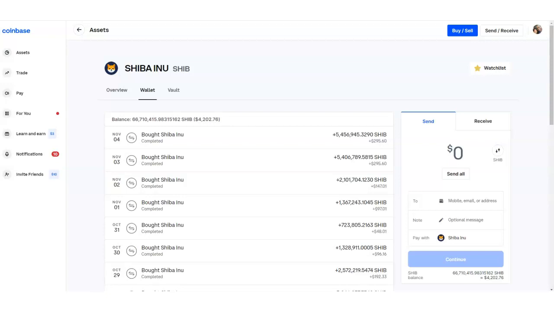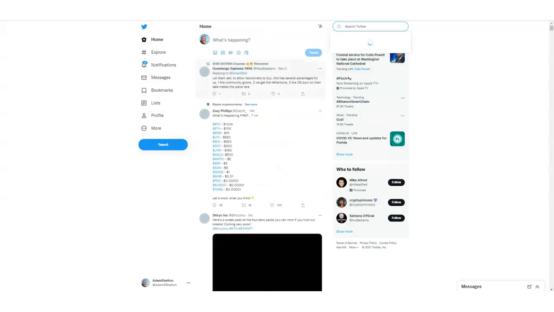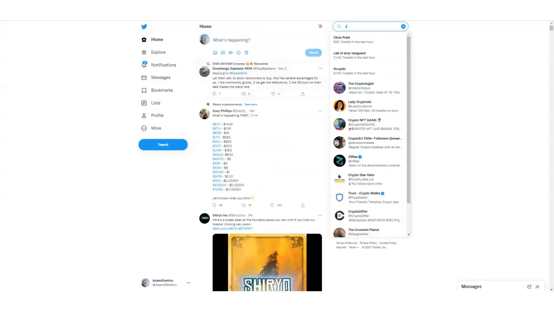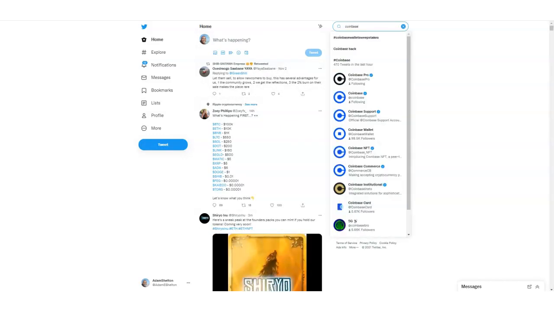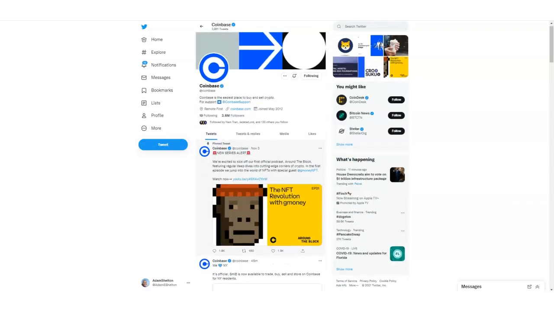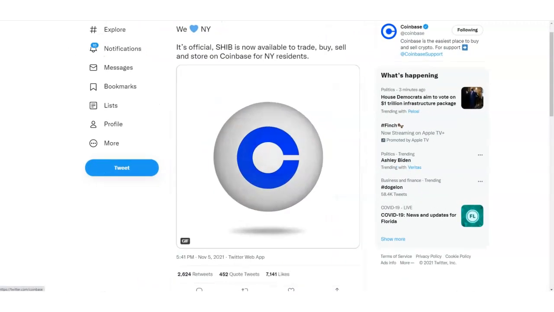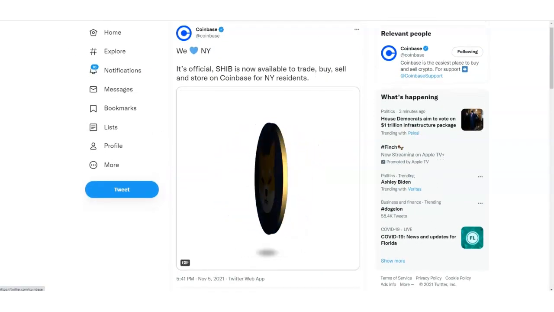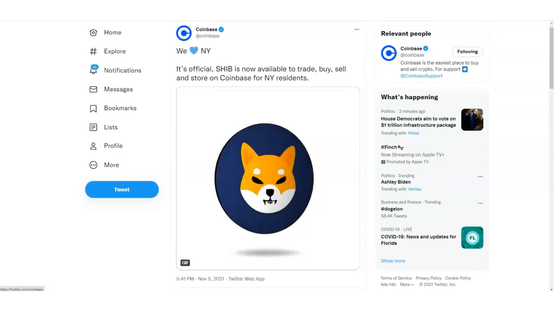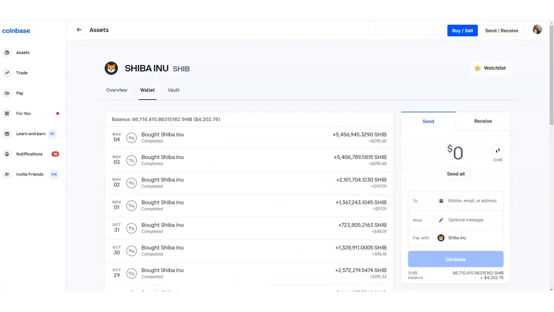New York just made an announcement. Actually, Coinbase made an announcement that you can buy. Let me show you this. I'm going to go right to Coinbase. And I want to show you that now, if you're in New York, you can go ahead and buy Shiba. This is really big news. That just got announced not long ago. So if you're in New York, you can buy Shiba on Coinbase. That looks just like this.